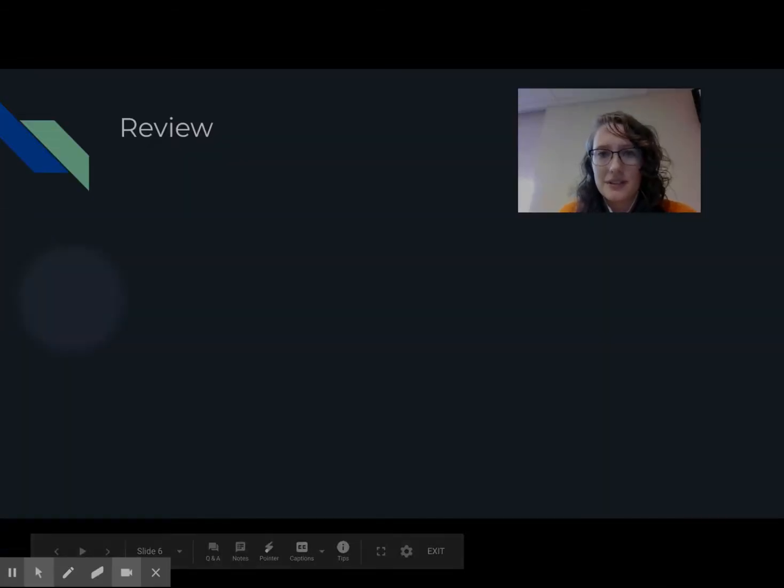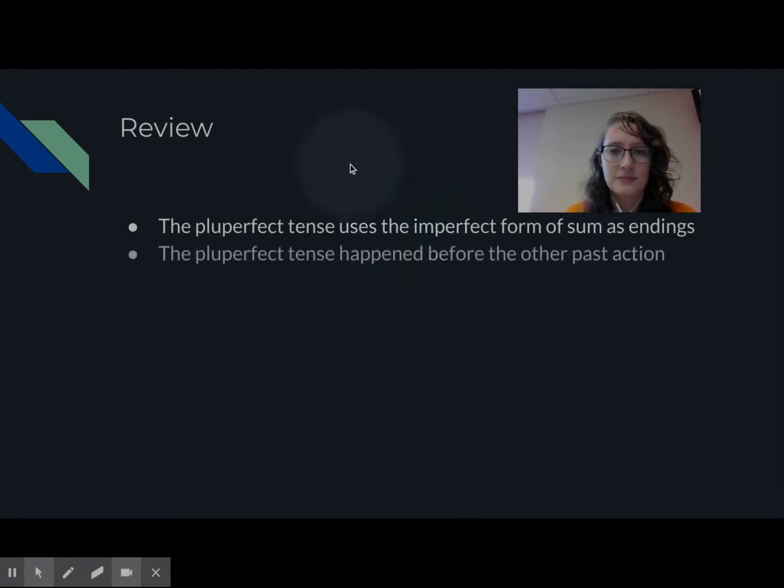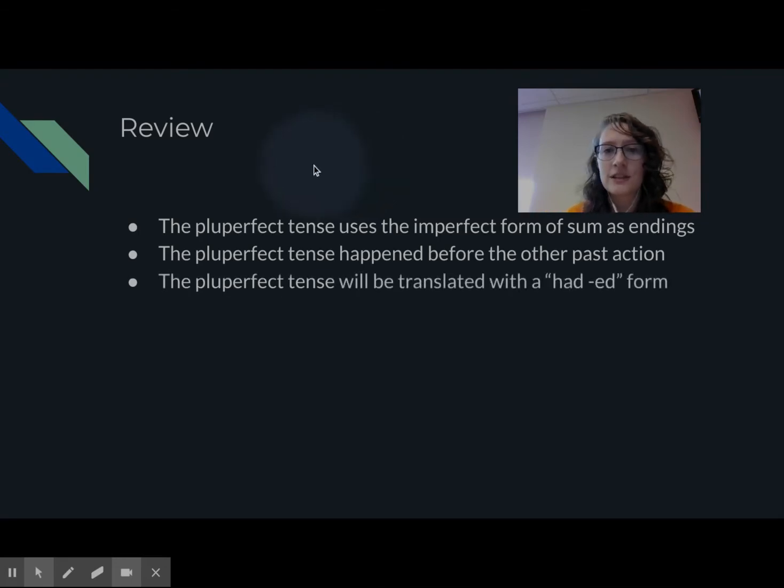So let's review what we learned today. The pluperfect tense uses the imperfect form of sum as its endings, which are eram, eras, erat, eramus, eratis, erant. So you can have it as a standalone word, or you can have it as an ending. The pluperfect tense happened before another past action in the sentence. So it would be the first thing in this little timeline that you're doing. The pluperfect tense will be translated with a had and an ed form of a verb. All right, let's go see if we can translate some sentences with the pluperfect tense.